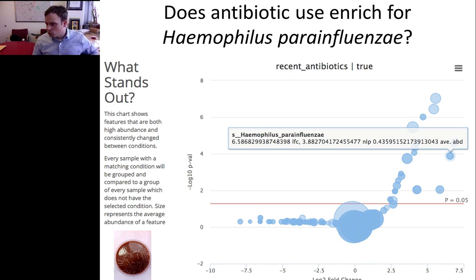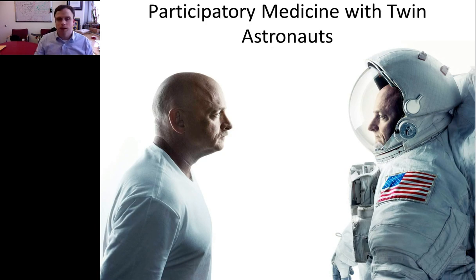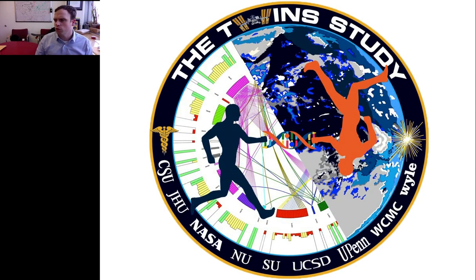So that's where we've been doing sequencing everywhere on Earth. But where else could we sequence? One of the last projects I want to tell everyone about is two specific projects that we're doing in space. So one is doing participatory medicine with twin astronauts that we've been studying for the past few years, the Kelly twins. In this case, we're trying to understand the impact of space travel on the human body as well as the microbiome in what's called the NASA Twin Study.